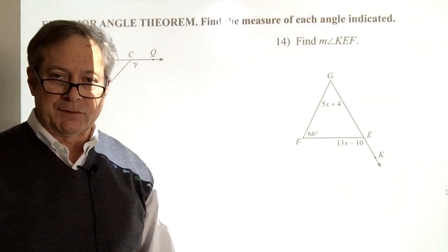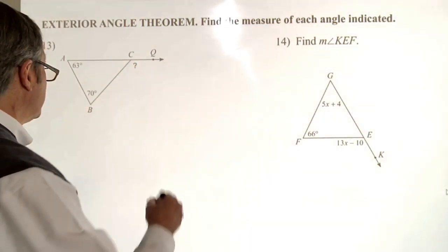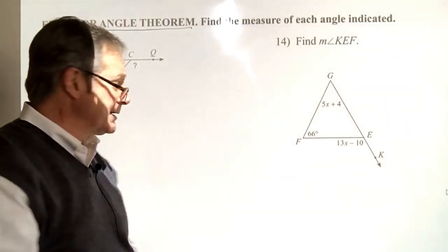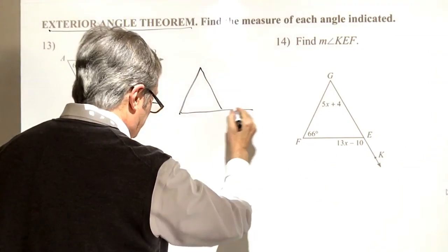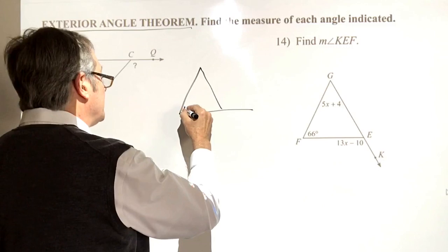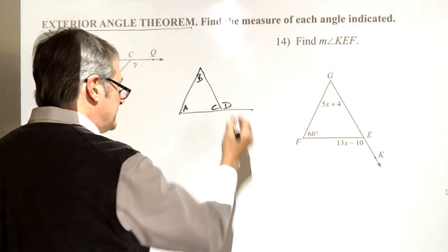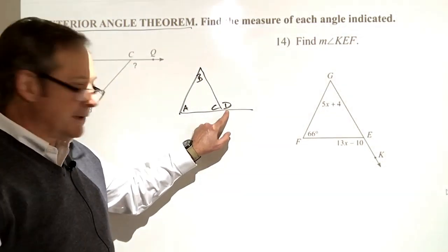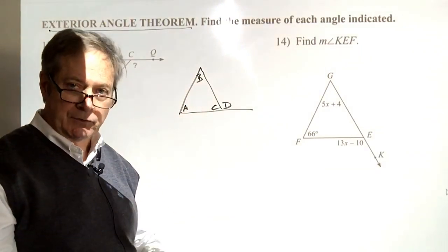All right, for the last 2 examples, 13 and 14, we're dealing now with what's called the exterior angle theorem. And what I'd like to do is just draw a little diagram here. And if you'll draw that with an extension. And we'll call this angle A, angle B, angle C, and angle D. Notice that angle D is on the outside of the triangle. That's why we call it exterior.